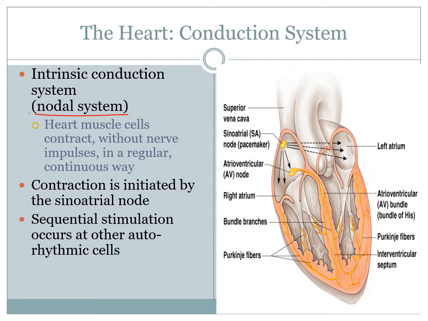So the sinoatrial node is obviously the pacemaker of the heart. That's where you get a sinus rhythm. That's where the impulses start, ideally. From there it passes to the atrioventricular node, down the bundle of His, and then around the Purkinje fibers. That pathway that it travels allows for optimal contraction.